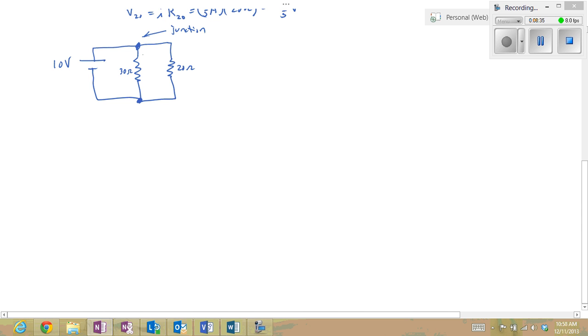So I look for branches here. I can see that there's a branch going around like this from junction to junction. I see a branch going from this junction to this junction, and I see a branch running around this way. So I have 3 branches, and for each branch there's a current. Each branch has its own current.